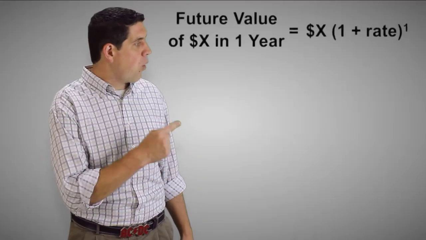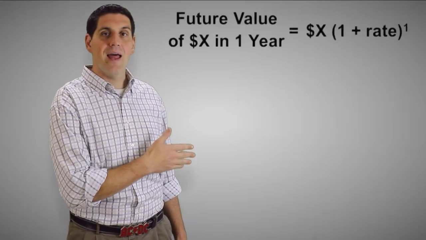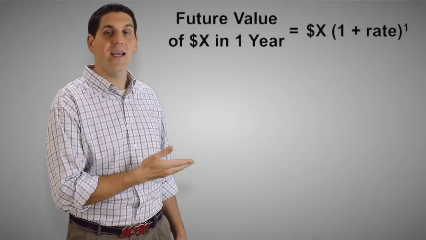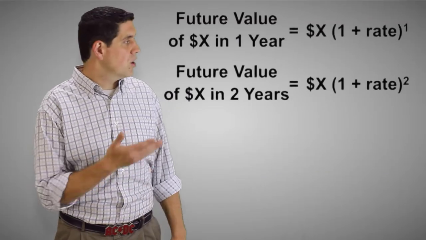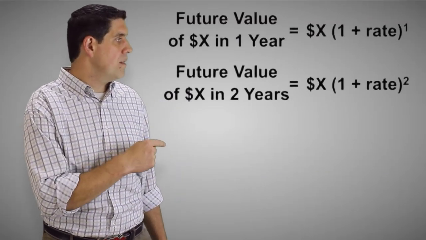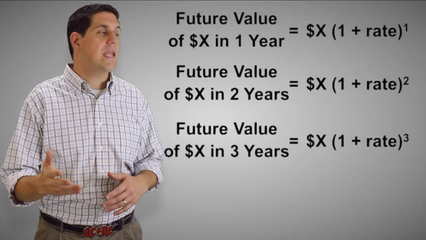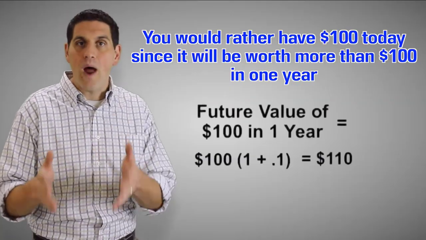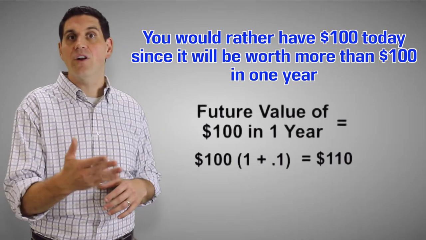The future value of some quantity of money is the quantity of that money today times 1 plus the interest rate. To figure it out for 2 years, it would look like this: the quantity of that money times 1 plus the interest rate squared. And for 3 years, it would be cubed. Clearly, you'd rather have $100 today than $100 a year from now.